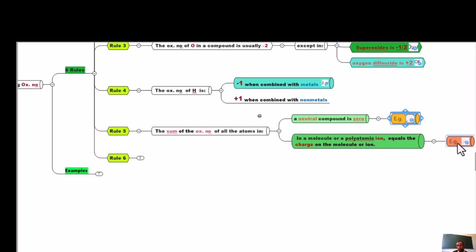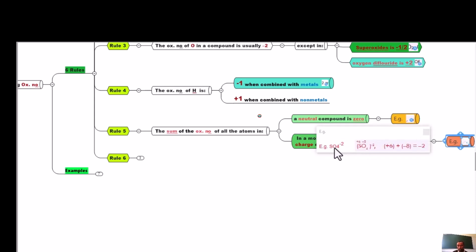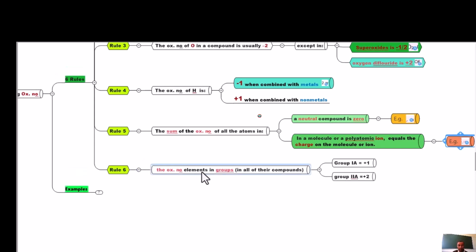Example, if you sum up the oxidation number of sulfur and oxygen, the summation of this oxidation number equals minus 2. That is the charge of the polyatomic ion. Rule 6 is the oxidation number of elements in a group. Group 1 has plus 1 oxidation number and group 2 has plus 2 oxidation number. These are the rules for assigning oxidation number.